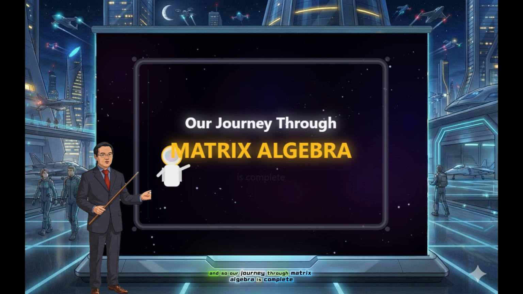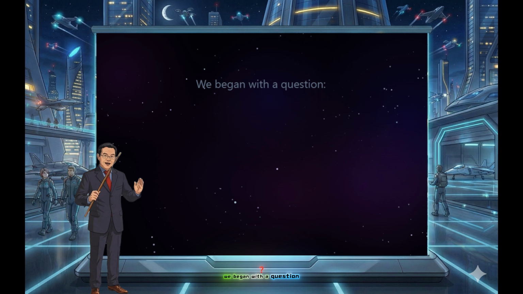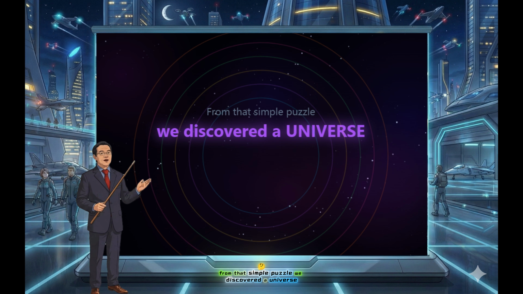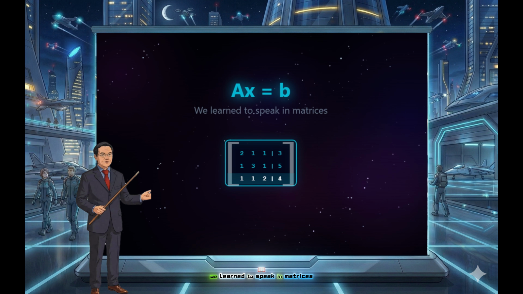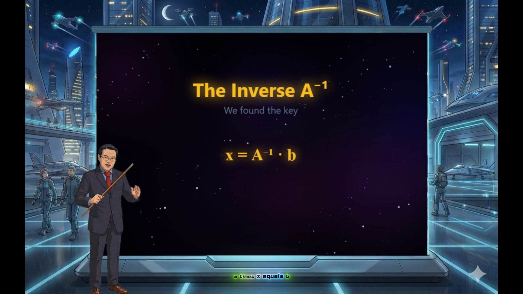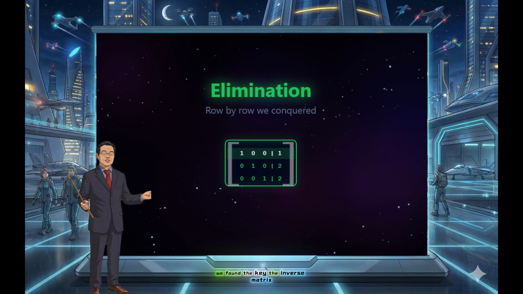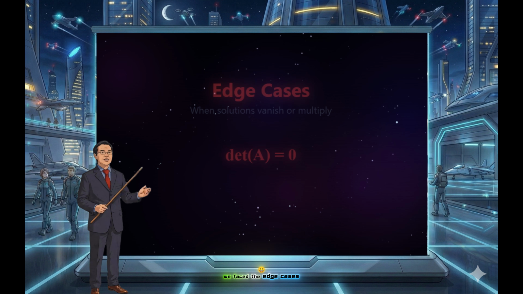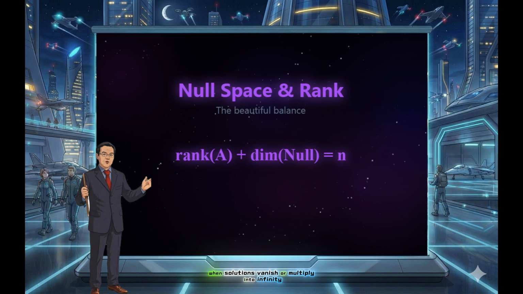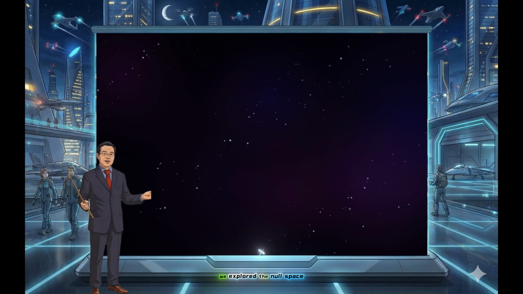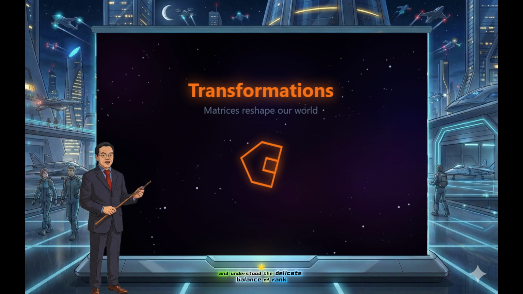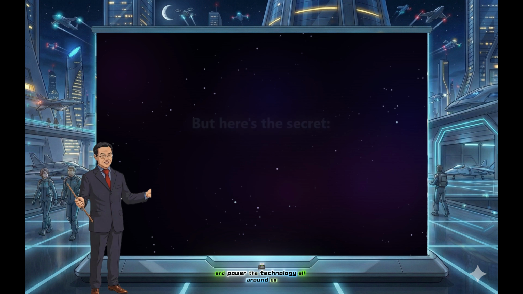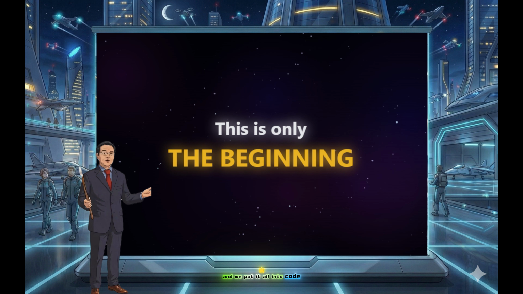And so our journey through matrix algebra is complete. We began with a question: where does a laser hit a shield? From that simple puzzle, we discovered a universe. We learned to speak in matrices. A times x equals b. We found the key, the inverse matrix. We mastered elimination, row by row. We faced the edge cases, when solutions vanish or multiply into infinity. We explored the null space and understood the delicate balance of rank. We saw matrices transform space and power the technology all around us, and we put it all into code.